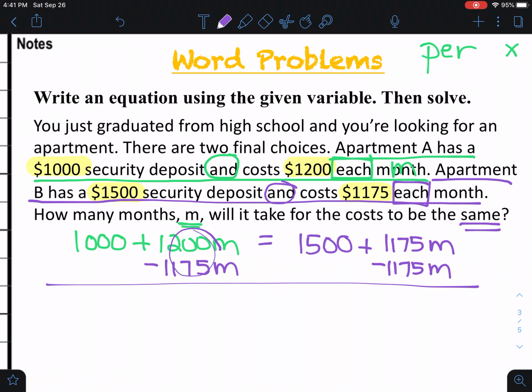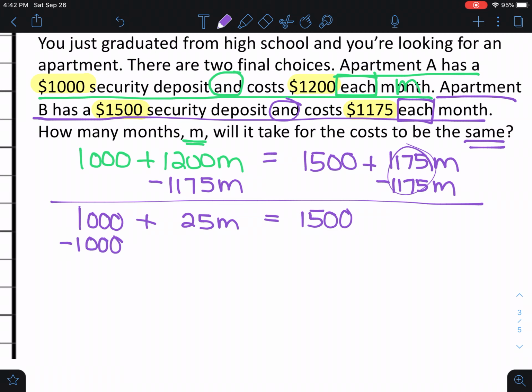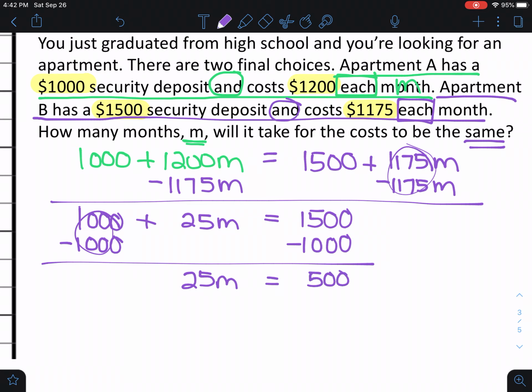So I get 1,000 plus 25M is equal to 1,500. And these cancel. All right, so now I've got a 2-step problem. First thing I have to get rid of is that 1,000. So I'm going to subtract 1,000 from both sides. And we've got 25M is equal to 500. Next I need to divide by 25 on both sides.